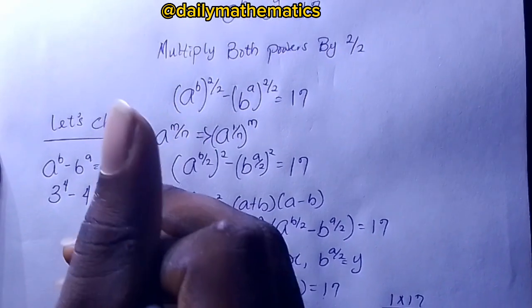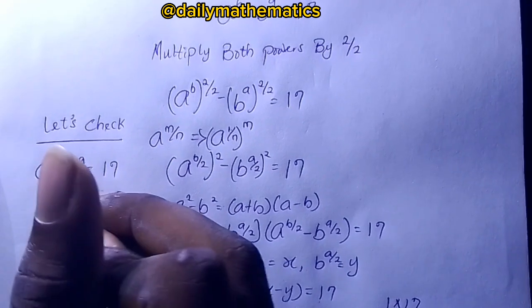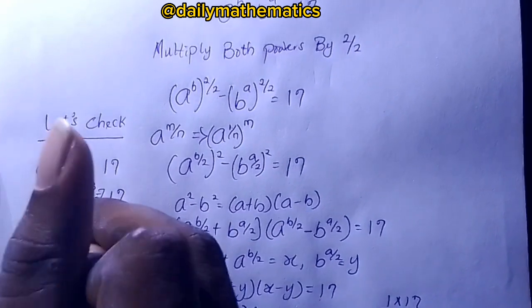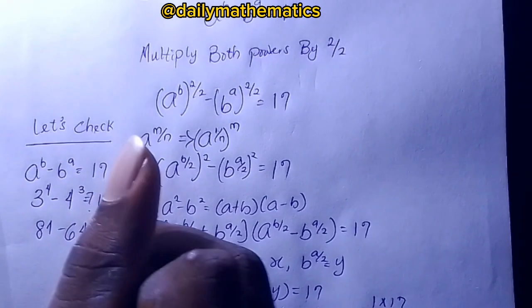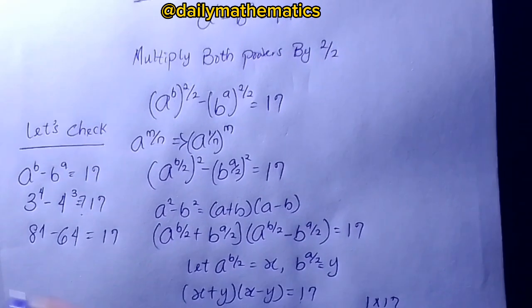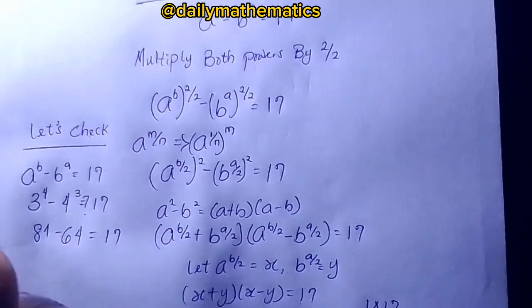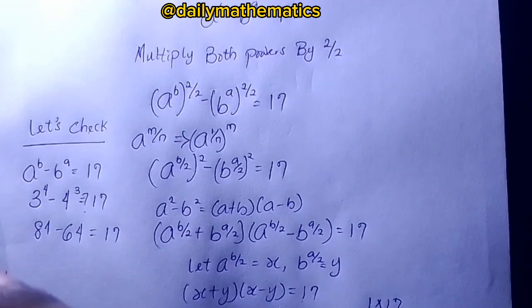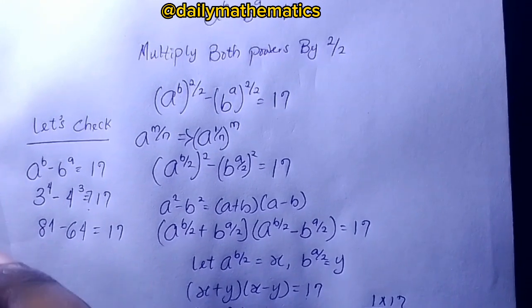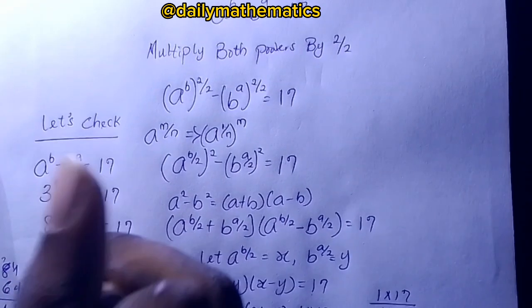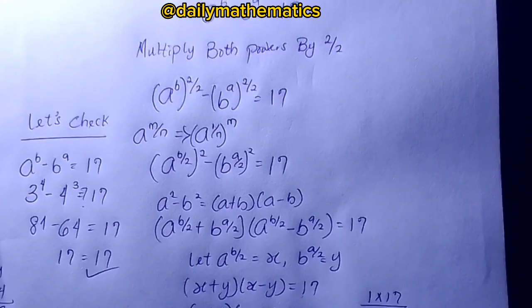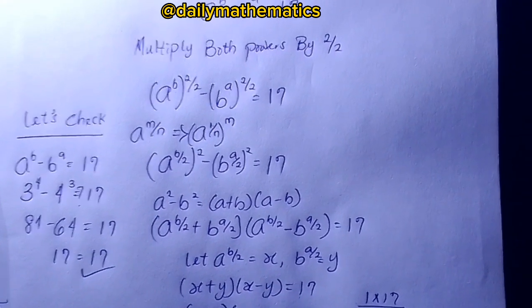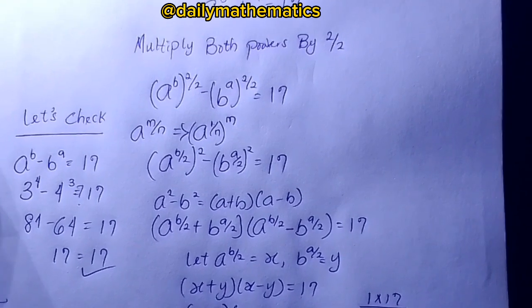So from here, 3 raised to the power of 4 is 81, minus 4 raised to the power of 3, that's 64, equals 17. So 81 minus 64: 11 minus 4 is 7, 7 minus 6 is 1, so 17. So 17 equals 17. That is correct. So our answer for a is 3, and our answer for b is 4.